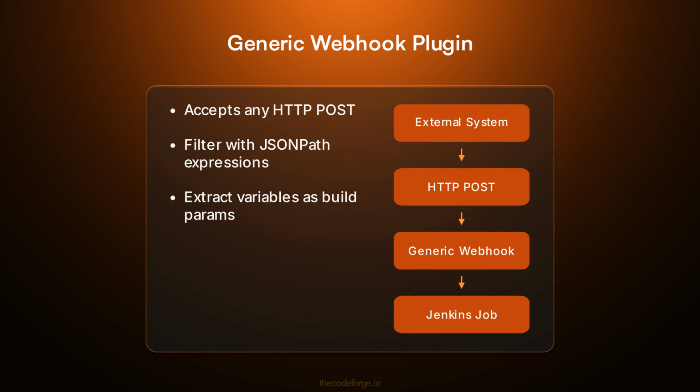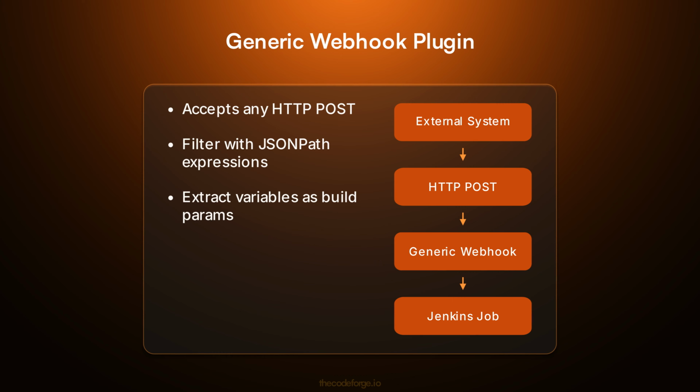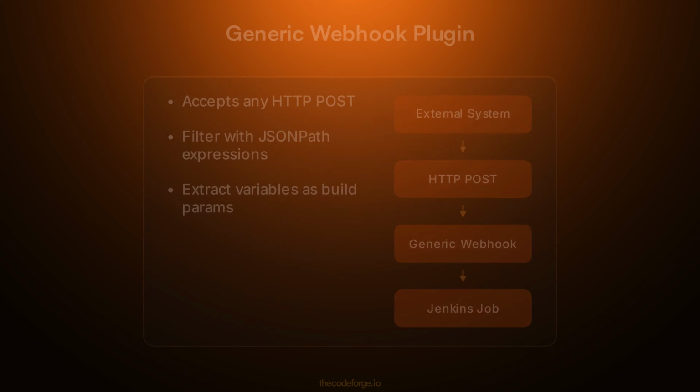The Generic Webhook Trigger plugin is the Swiss Army knife. It allows Jenkins to receive any HTTP POST and trigger a job based on JSONPath expressions. You can extract variables from the payload and pass them as build parameters. Use a strong token for security.